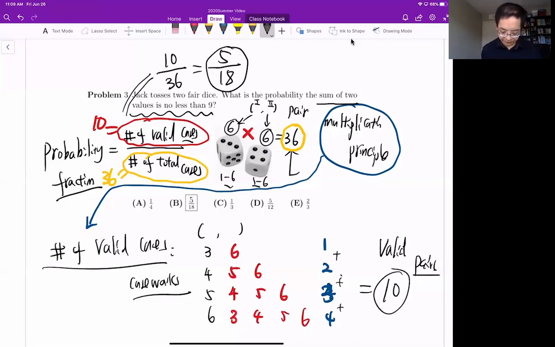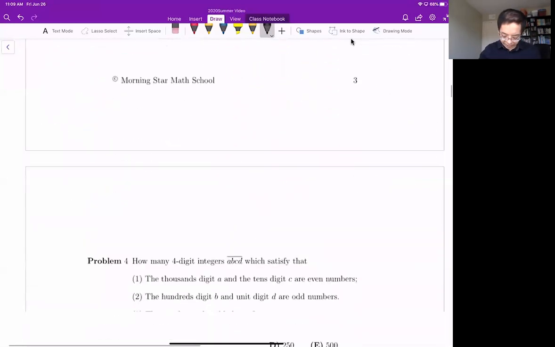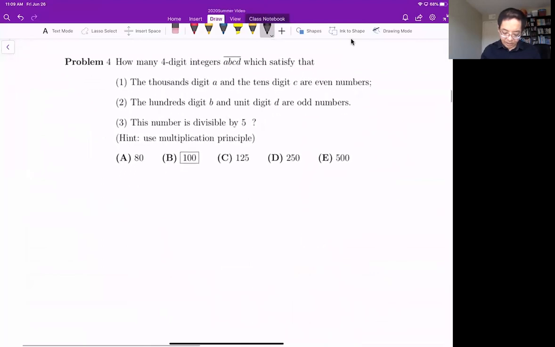All right. Now let's look at the next problem. The next problem asks how many 4 positive integers A, B, C, D we specify that... okay, let me put it right here. So we have A, B, C, D, right? So this is a 4-digit number.